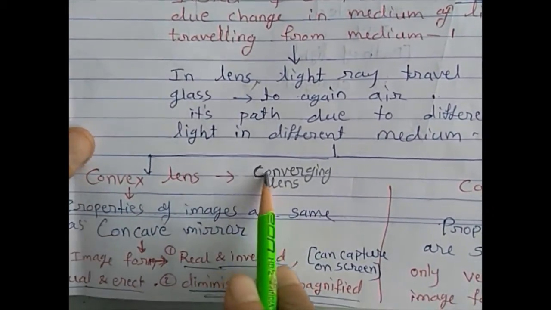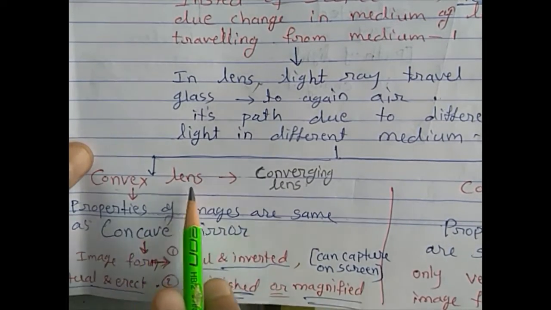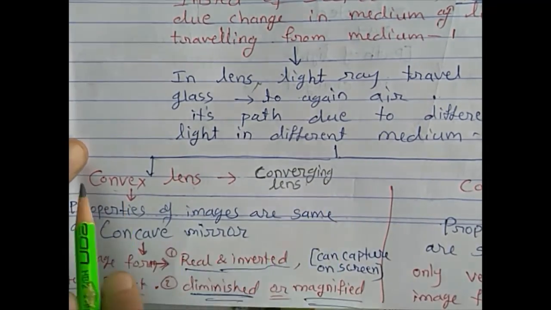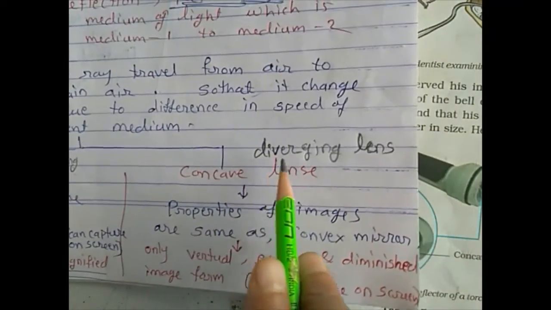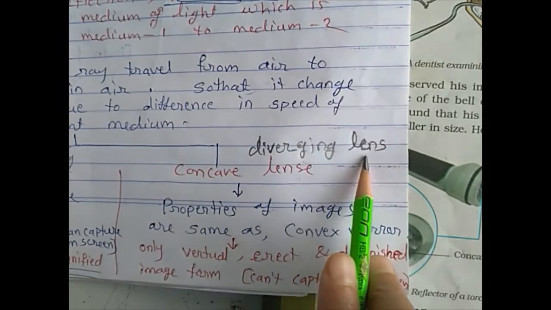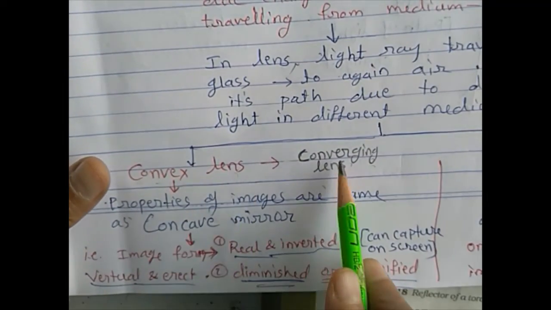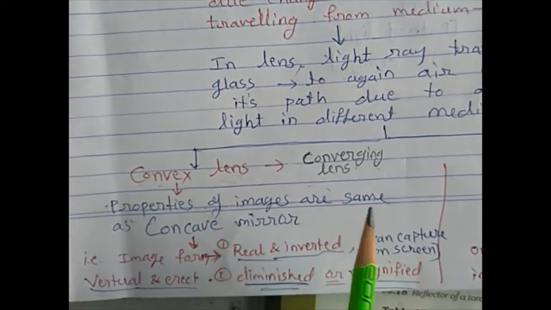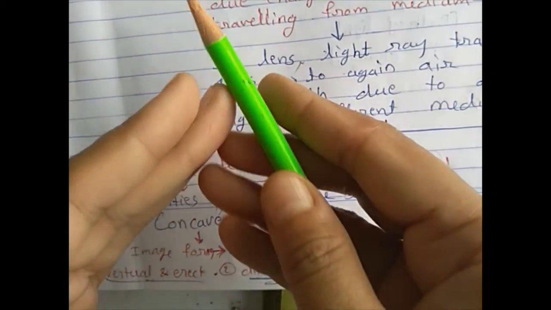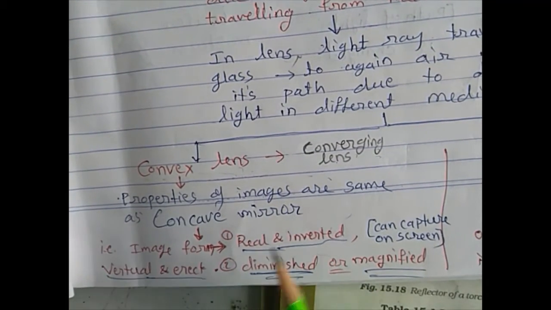So convex lens is known as converging lens, and concave lens is known as diverging lens. Why? Because convex lens converges light. मतलब convex lens में light का actual convergence होता है, as like concave mirror.